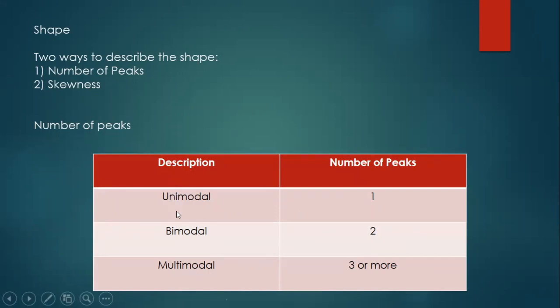It's unimodal if it has one peak, which is what we normally work with. Bimodal, I know that bi always means two, so bimodal means it has two peaks. And then if it's multimodal, it has 3 or more peaks. But we normally use data with unimodal, which means that it has one peak.